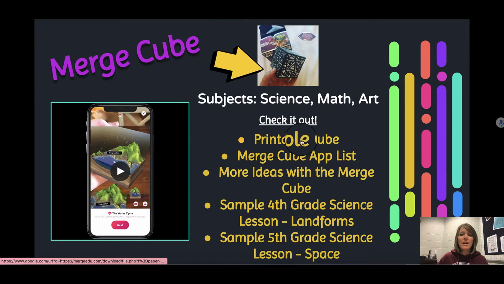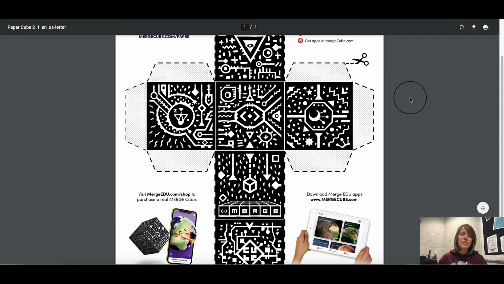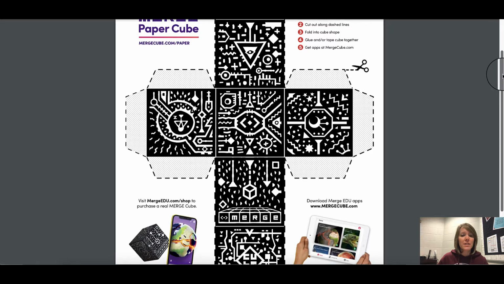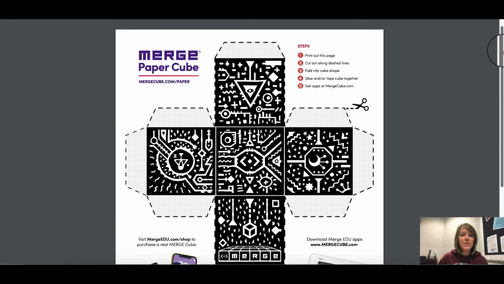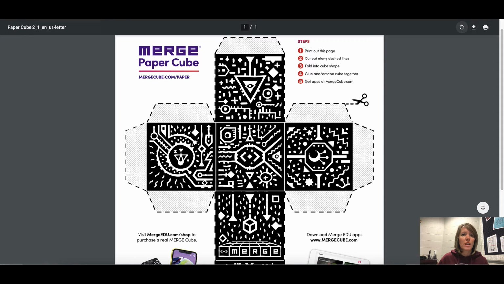So how do you get started? First, click here to get a printable cube. You're going to see something that looks just like this. So you can print those out. I love these, the actual squishy ones, because they are more durable. But if you are virtual or not in person, or you just want the kids to have these, you can print this out. This is from the Merge site. Awesome group of people that support educators.